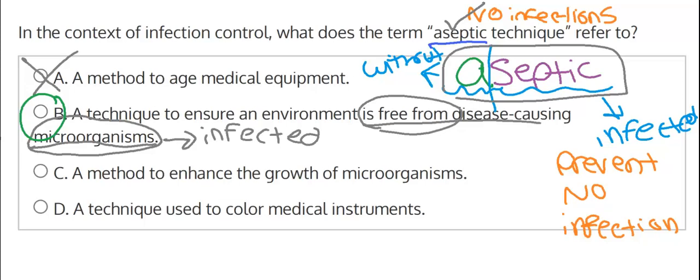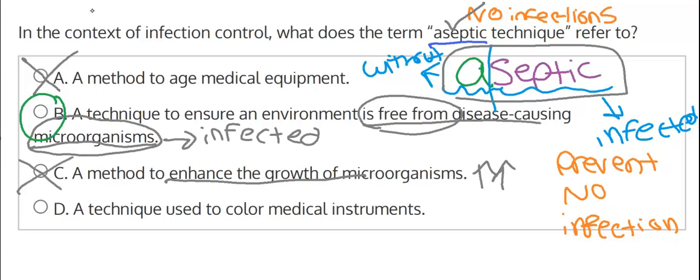Let's take a look at the last two choices, though. Option C says a method to enhance the growth of microorganisms. So this sounds like the opposite of aseptic technique because it's enhancing the growth or increasing microorganisms. But really, aseptic is to prevent microorganisms. So we can eliminate option C.